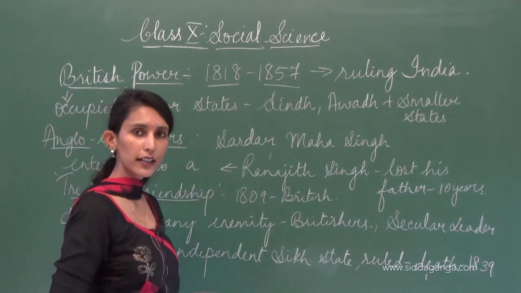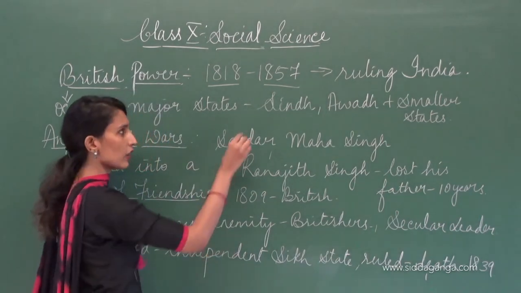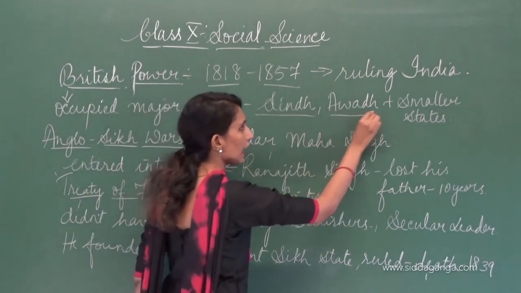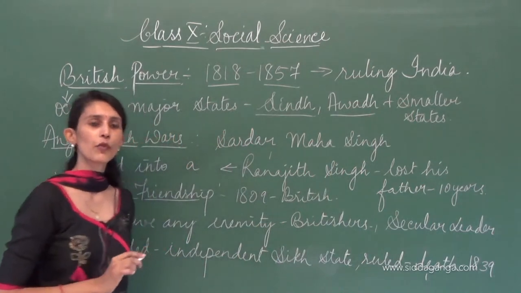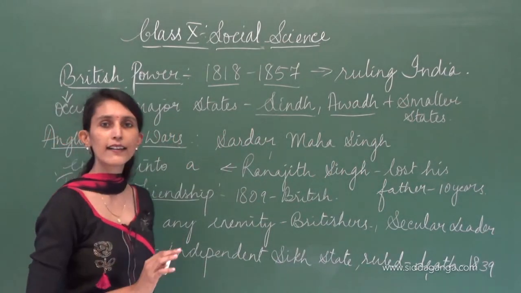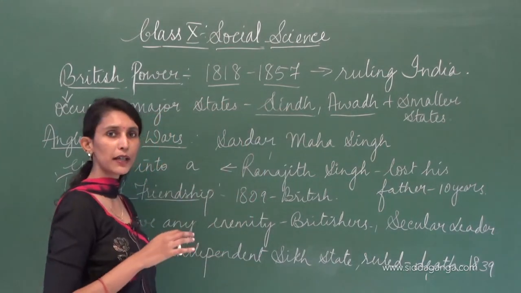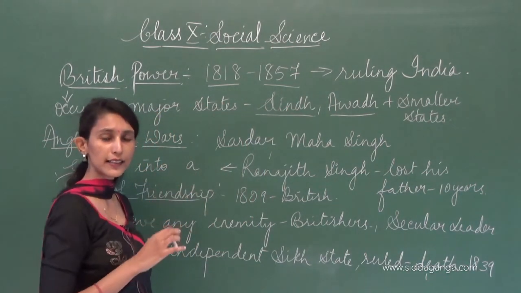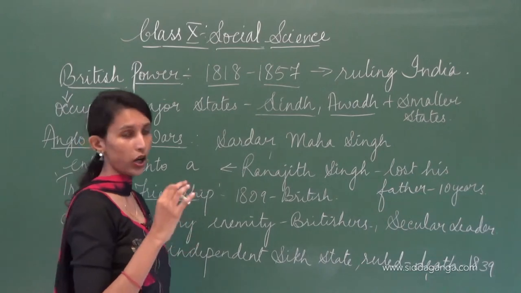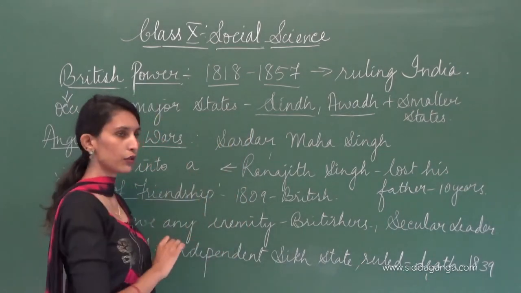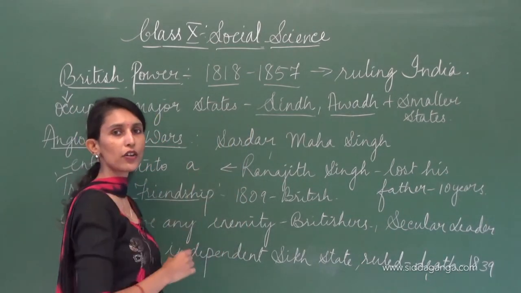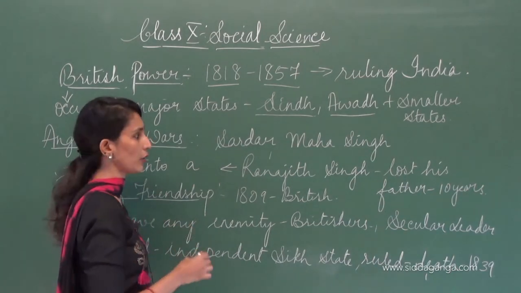How did they conquer, and what were the major places they conquered? They were Sindh, Awadh and some other smaller states. These were the major territories that they captured or conquered. Let me get into the background of the Anglo-Sikh War now.